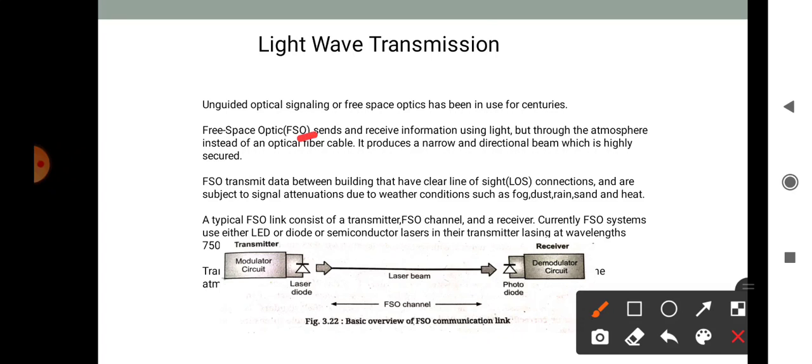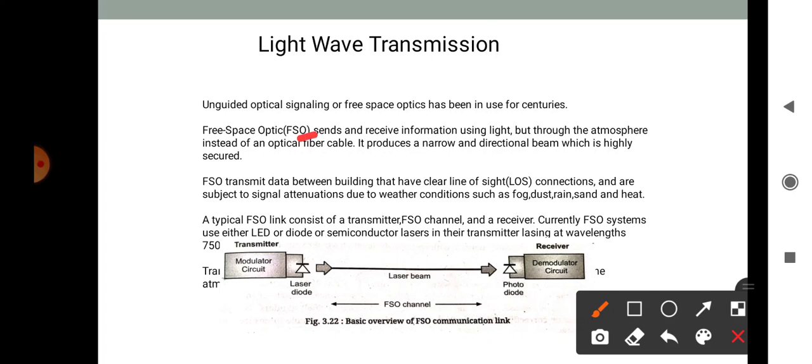and this technology provides the capacity of optical fiber and is easy to install. Moreover, it operates in unlicensed spectrum and provides a narrow and unidirectional beam which is highly secure. So FSO transmits data between buildings that have a clear line of sight, LOS, connection, and it is subject to signal attenuation due to weather conditions such as fog, dust, rain, sand and heat. A typical FSO link consists of the transmitter, FSO channel and receiver.